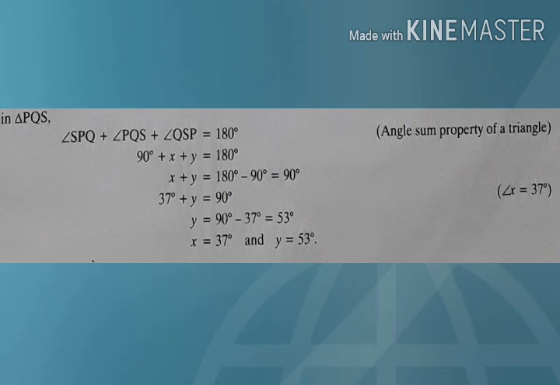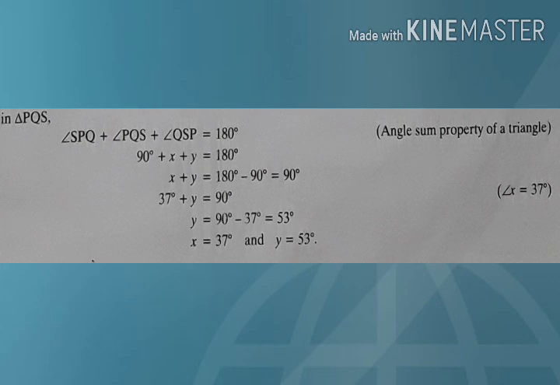Then we already got the value of x as 37 degrees, so we can substitute here: 37 plus y equals 90. Then y equals what? 90 minus 37 equals 53 degrees. So here we got x equals 37 and y equals 53.